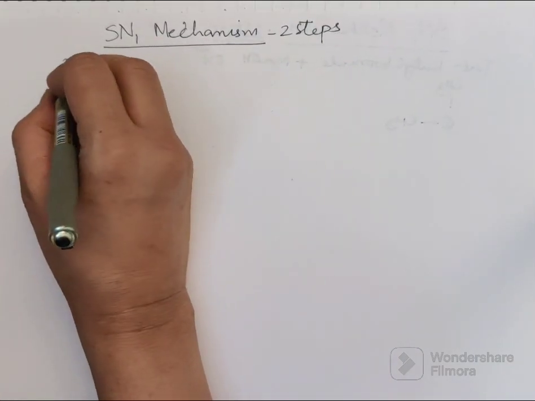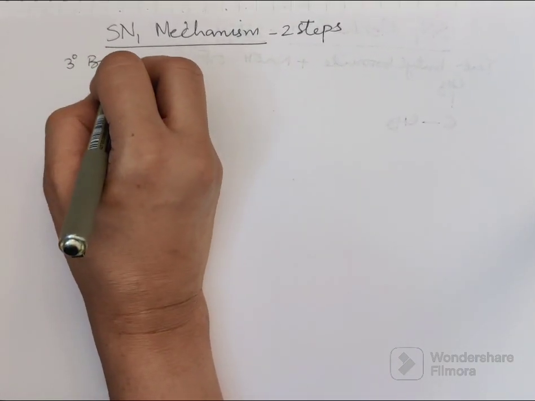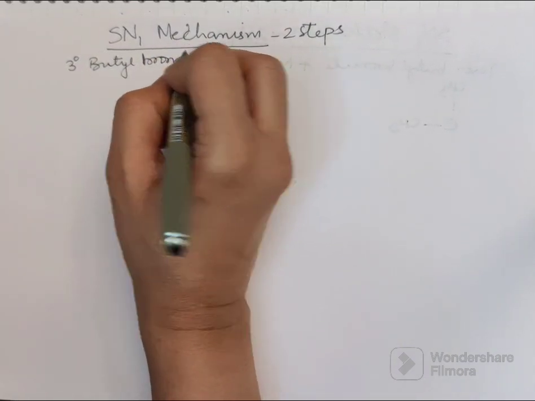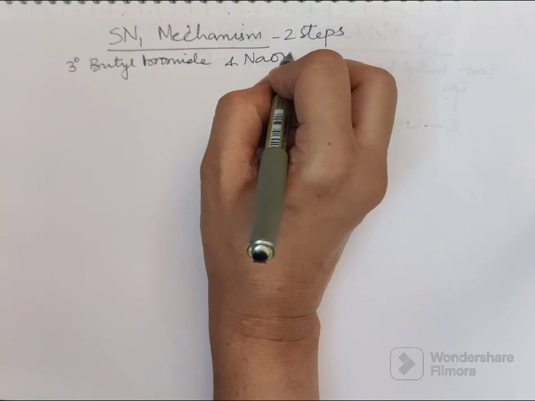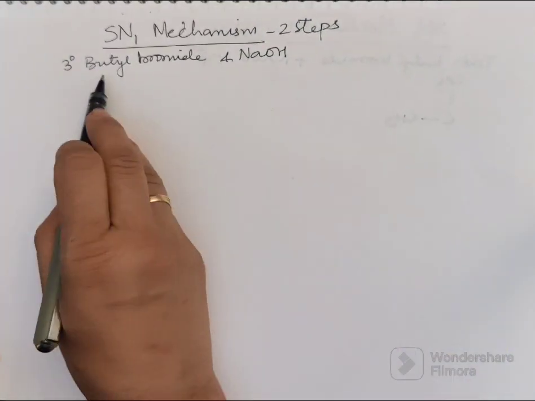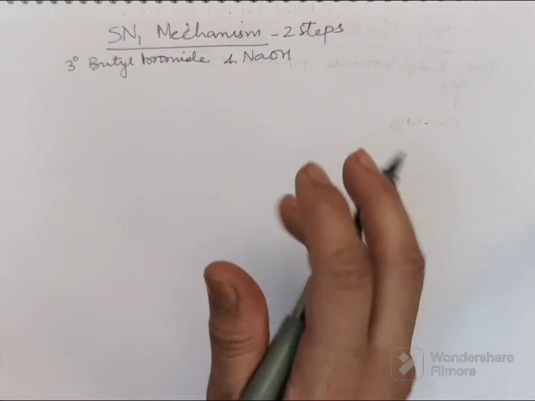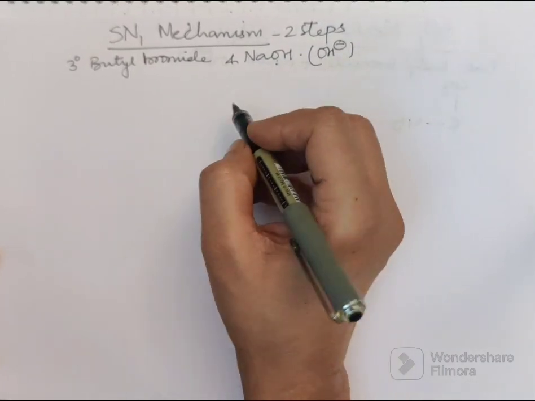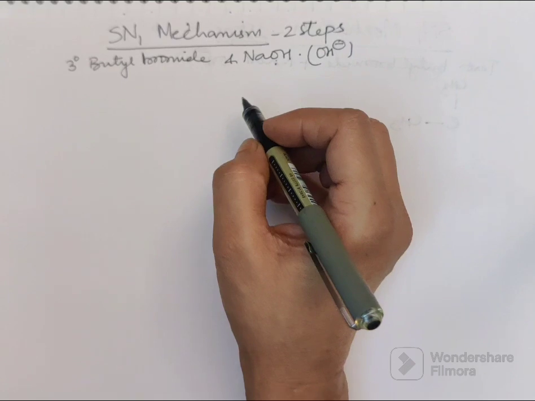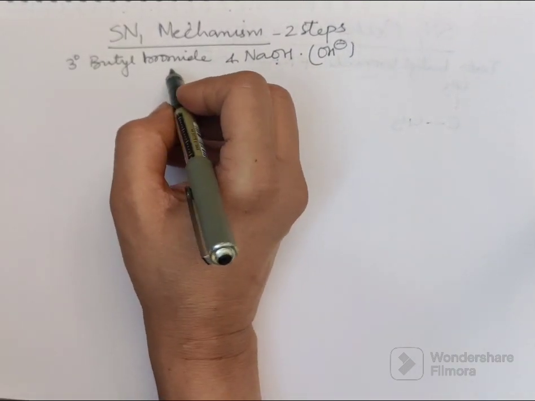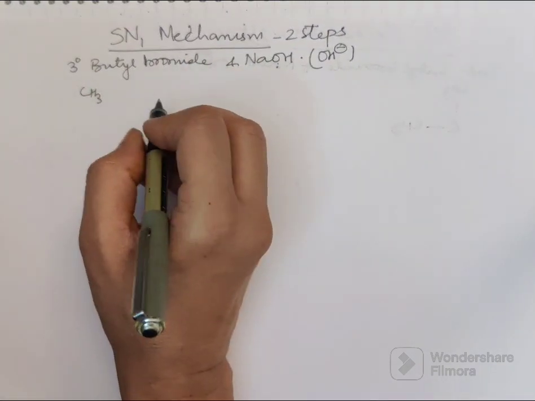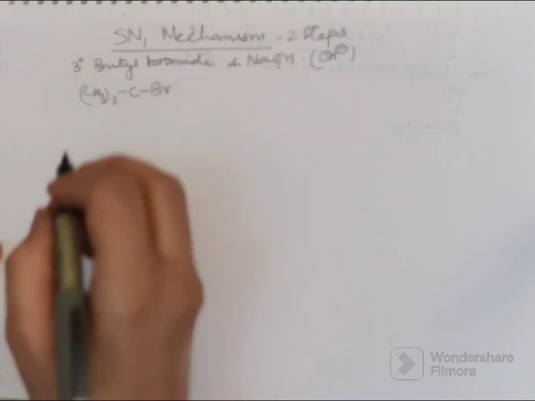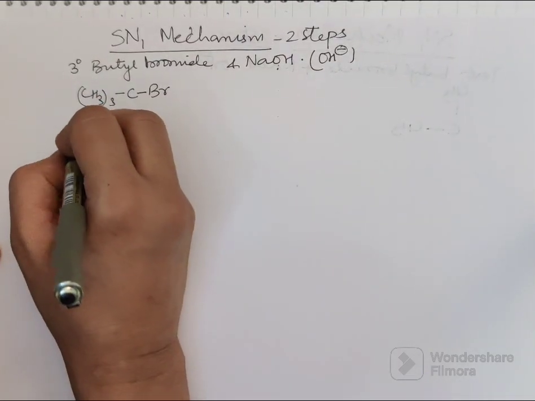For example, the question is: give the reaction involved between tertiary butyl bromide and sodium hydroxide. Give the mechanism involved when tertiary butyl bromide reacts with NaOH. Now NaOH gives OH minus, the nucleophile. So you have to give tertiary butyl bromide, the compound, which is (CH3)3CBr.